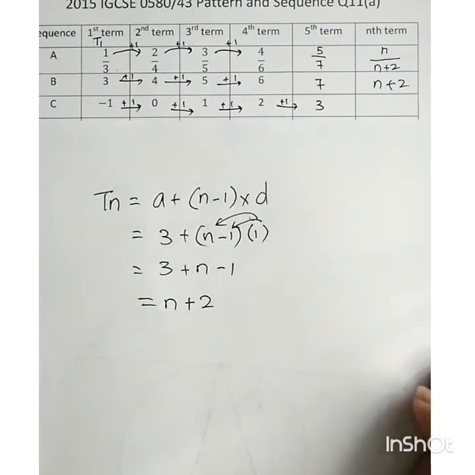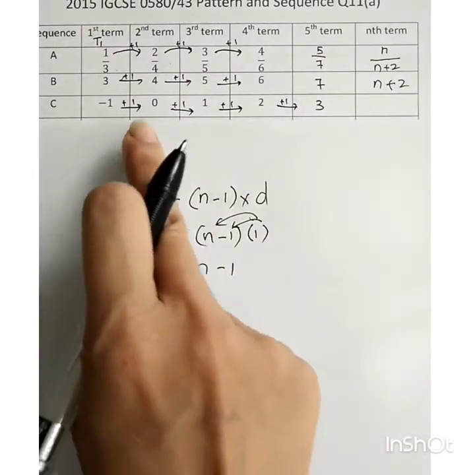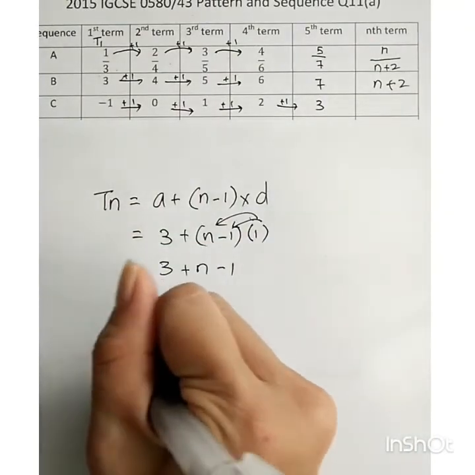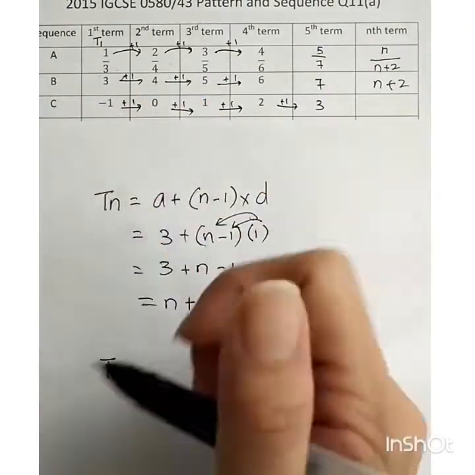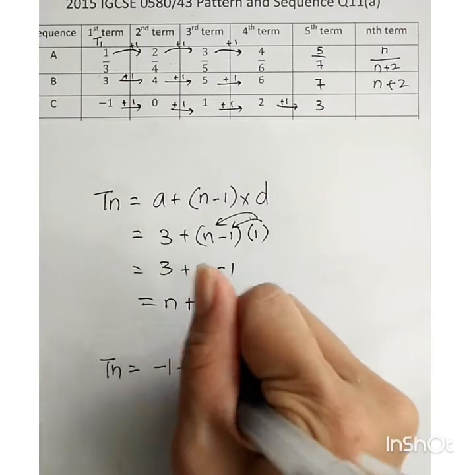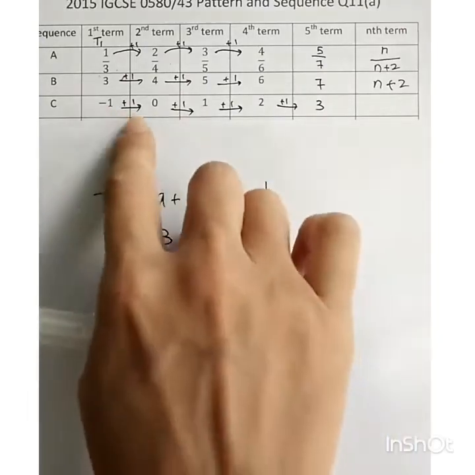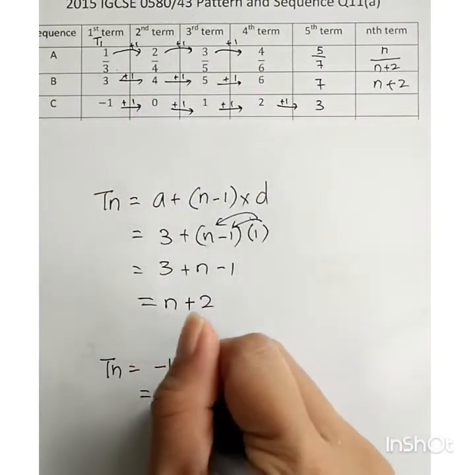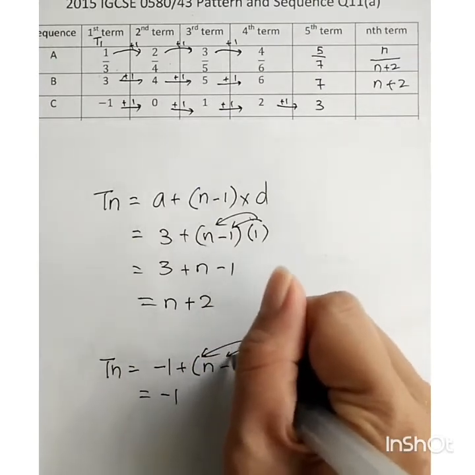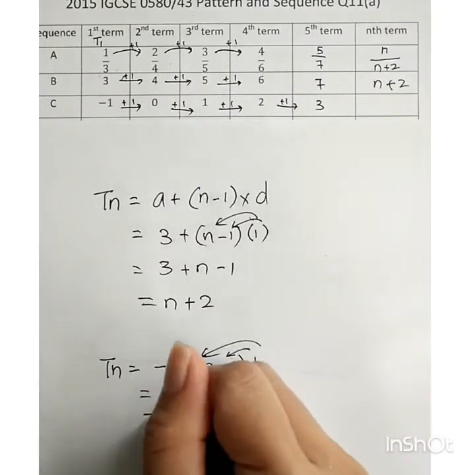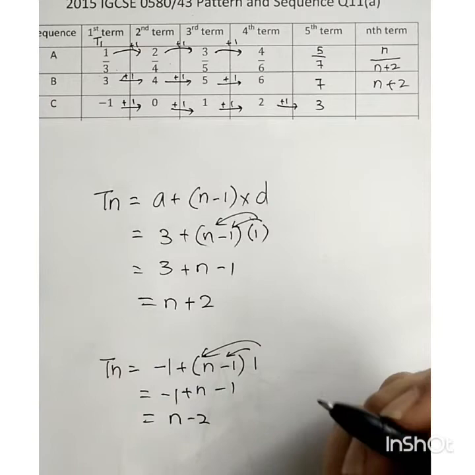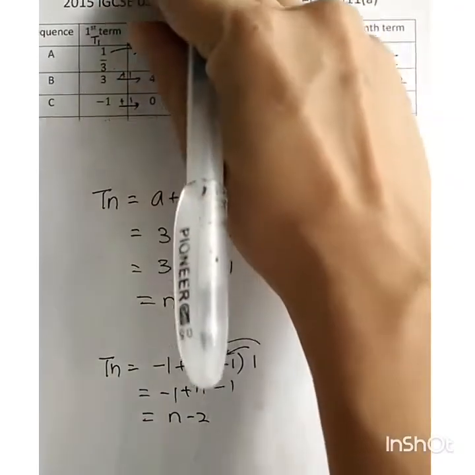So the third one, minus 1, 0, 1, 2, 3. So Tn will equal, the A will be the first term, which is minus 1 plus n minus 1 times D. The D is 1. So minus 1 plus n minus 1. So n minus 2. That's n minus 2.